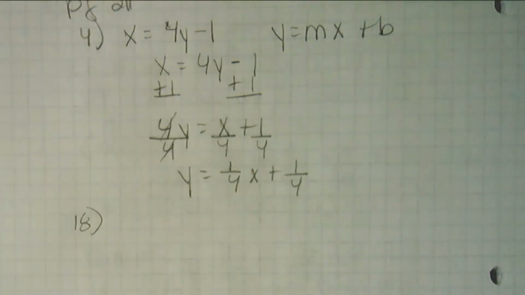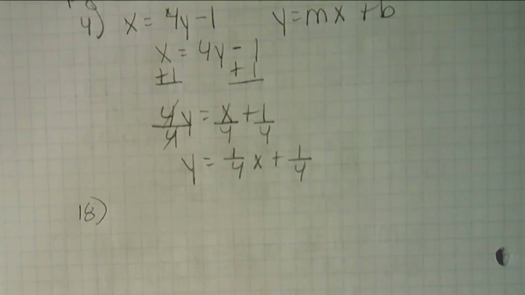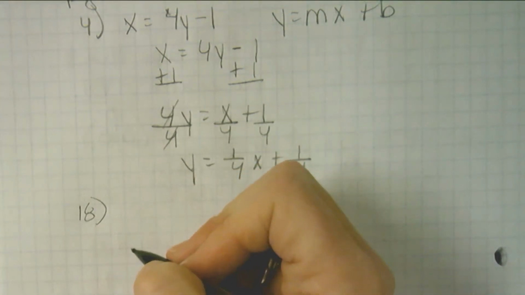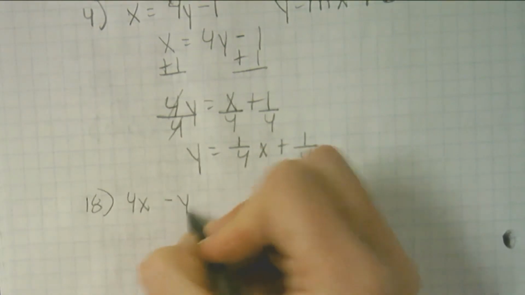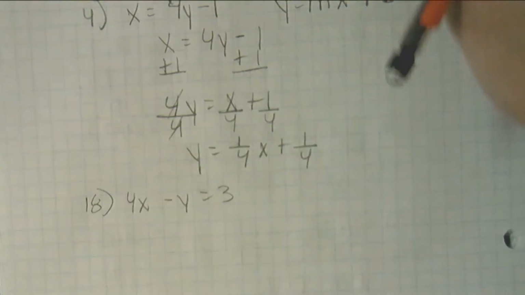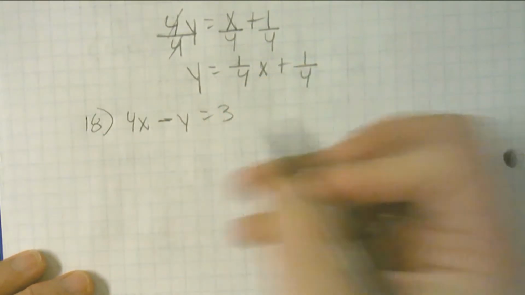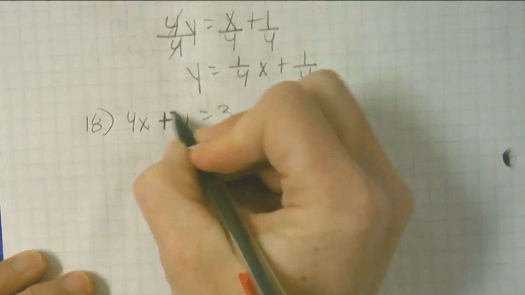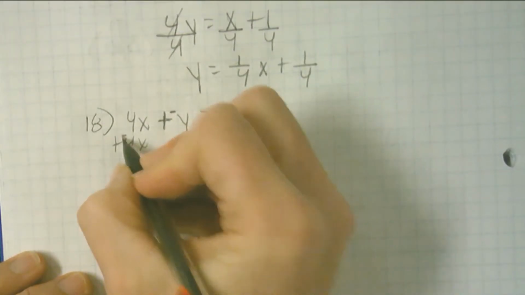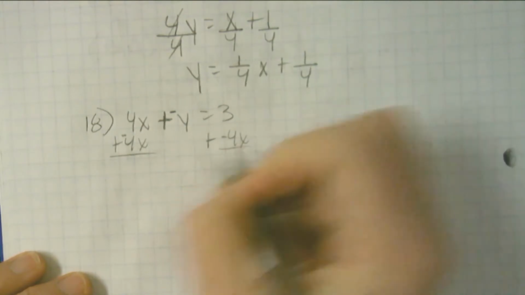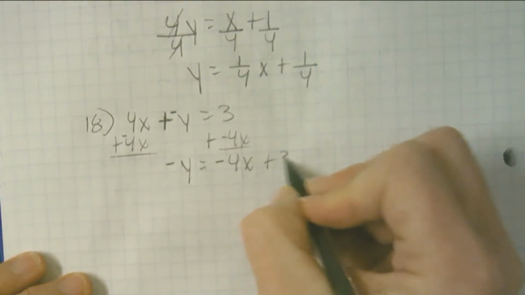So 18 said graph the equation. Who asked me for 18? Okay. So 18 gave us 4x minus y is equal to 3. And it's graphing slope-intercept form. So I need to turn this into slope-intercept form. So I'm going to do adding the opposite on this first of all right away. So I'm going to add a negative 4x to both sides. So I get negative y is equal to a negative 4x plus 3.